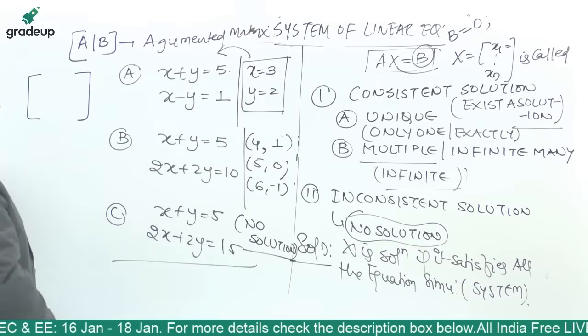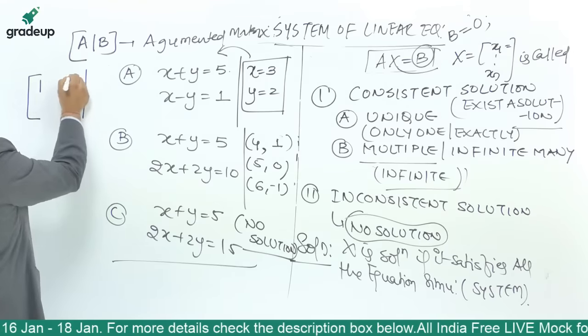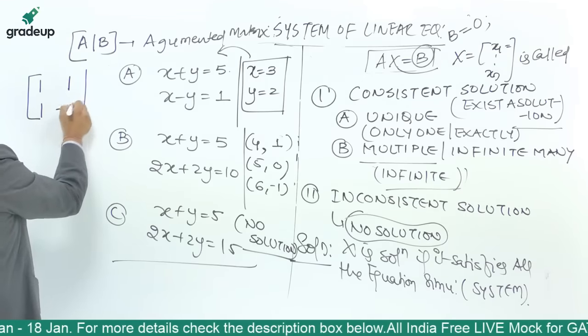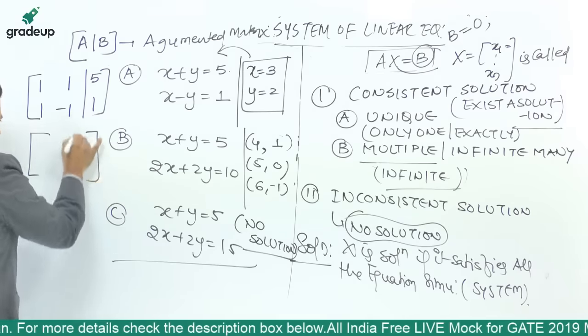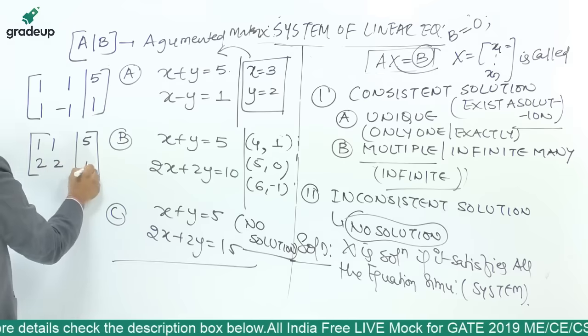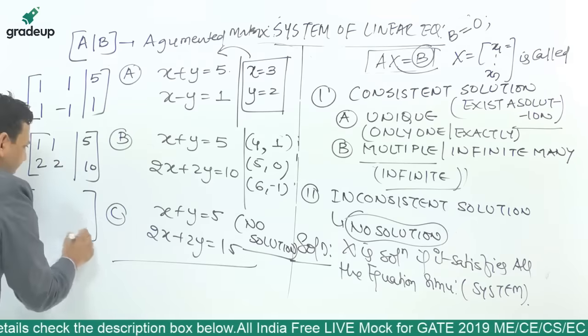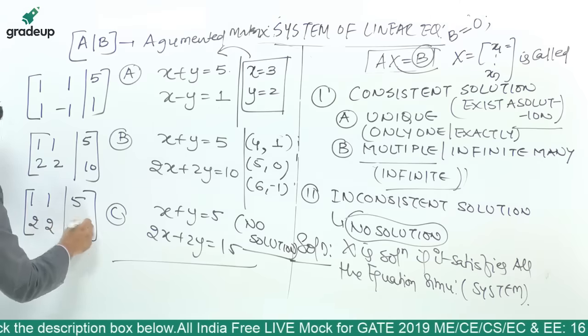Now what is the use of the augmented matrix? The left side is the coefficient part. So we will write 1, 1, 1, minus 1, and 5, 1. Here we will write 1, 1, 5, 2, 2, 10. Here we will write 1, 1, 5, 2, 2, 15.